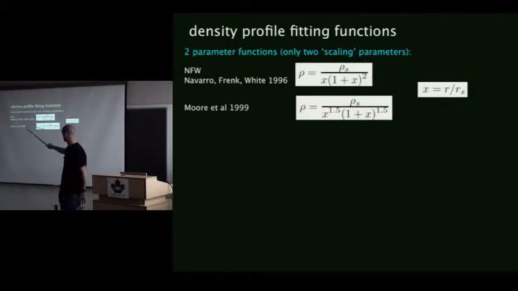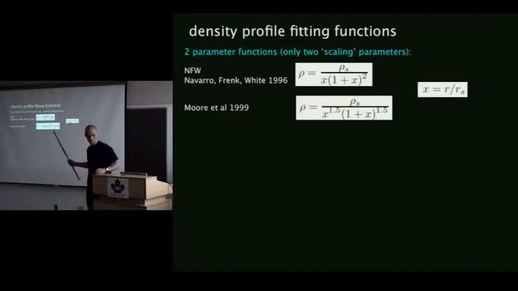Then later, Ben Moore and others have simulated just one halo with very high resolution and found its density profile to be significantly steeper in the inner part. So they just modified this slightly to be minus 1.5 in the inner region of the density instead of minus 1. And they proposed this as a better fit. And so both functions are sort of universal. They just have a scale radius and a scale density as two free parameters.